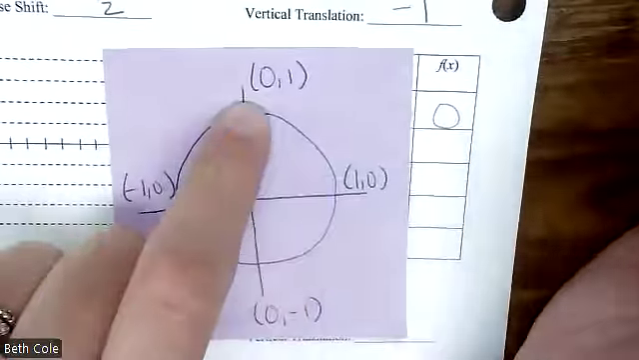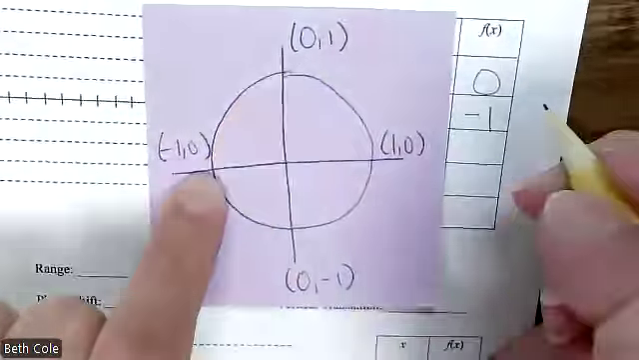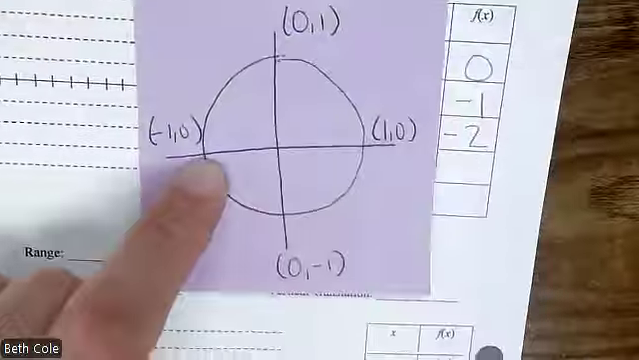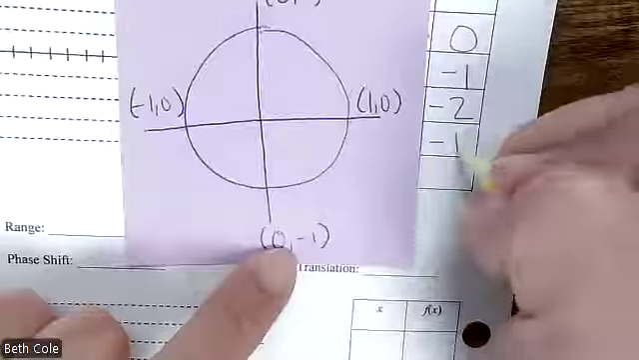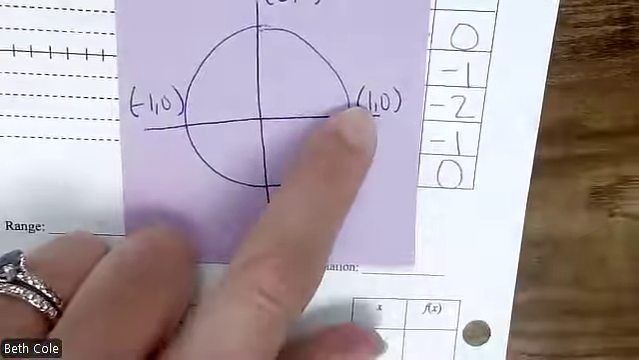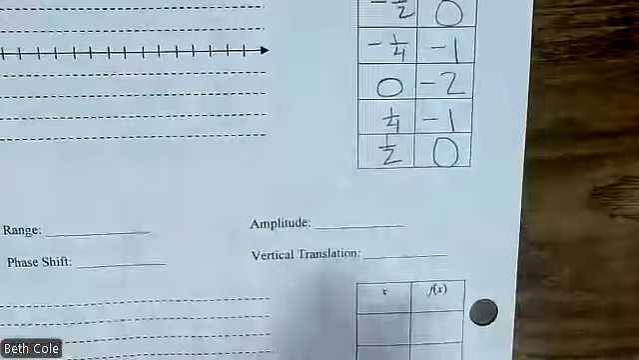All right, now we're up at the top. 0 minus 1, -1. Good job. Over here, -1, minus 1, -2. Down here, -1, and then over here, 0. The last one will always be the same as the first one. Always, Miss Cole? Yeah. All right, now we're going to label our axes.